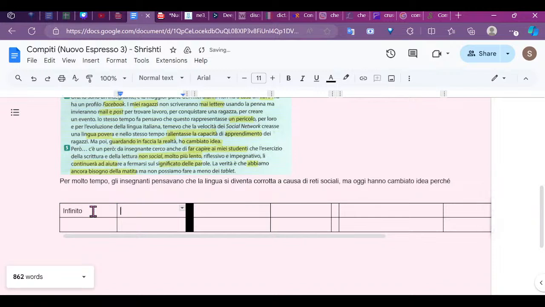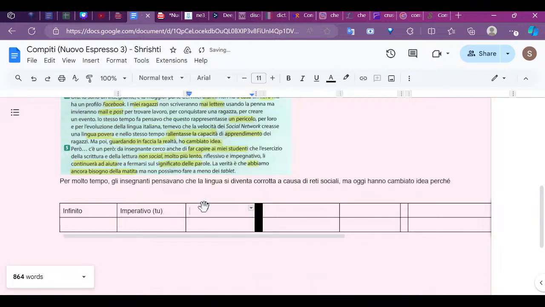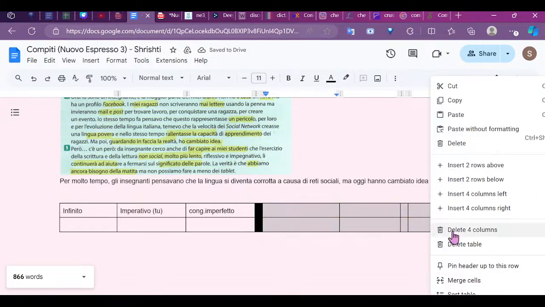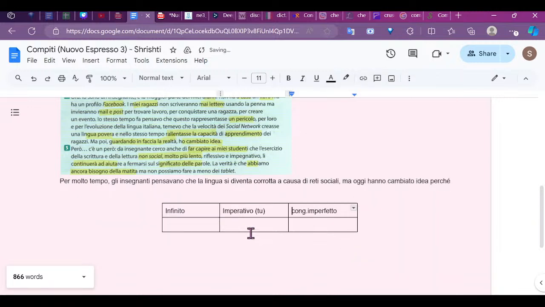Infinito. And then from the infinito, what you do is you create the imperativo for tu, of course. Oh, there we go. I think I really have stumbled upon something very cool. Okay, and then you find the congiuntivo imperfetto. Let me just test this theory. I might make a separate video on this because this could be so great. I mean, if there's an easy way to learn something, isn't that just the best thing? Anyway, delete. Okay, let's make a few more.